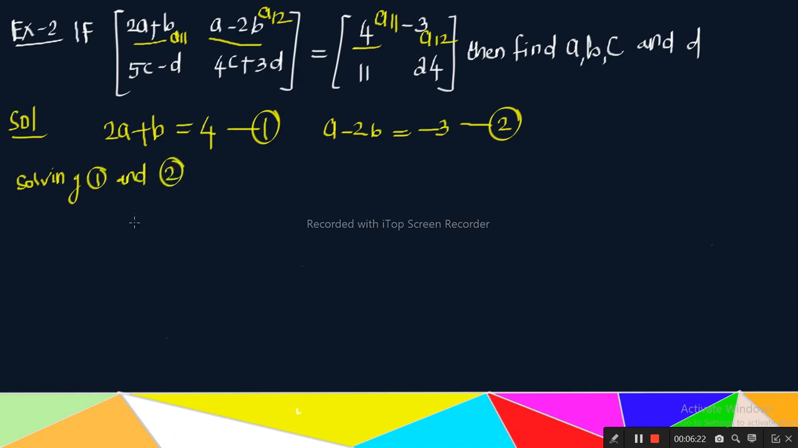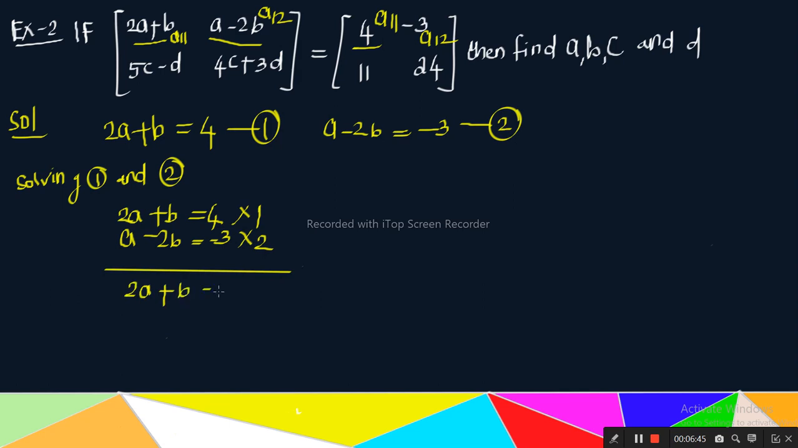I will show you two methods to solve these equations. 2a plus b is equal to 4, and a minus 2b is equal to minus 3. I am multiplying the first equation with 1 and the second equation with 2. If I multiply the first equation with 1, I get the same equation, 2a plus b is equal to 4. If I multiply the second equation with 2, it becomes 2a minus 4b is equal to minus 6.